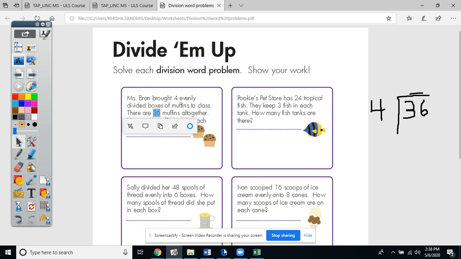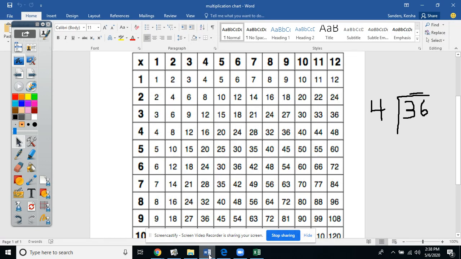So let's go ahead and go to our multiplication table. Okay, so we're going to start with the divisor, which is 4, and then go all the way down until we see the dividend, which is 36. There it is right there. So let's go find our answer by going straight across. And we found it. The answer is 9. That is our quotient.